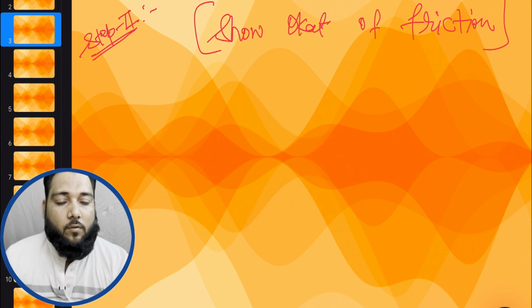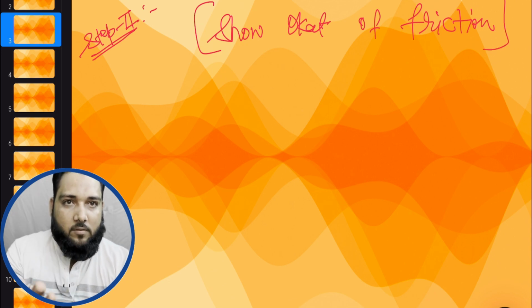Okay, the next step is the limit of friction. What is the meaning of this one, guys? It means you have to calculate the limiting value, the maximum value of friction.